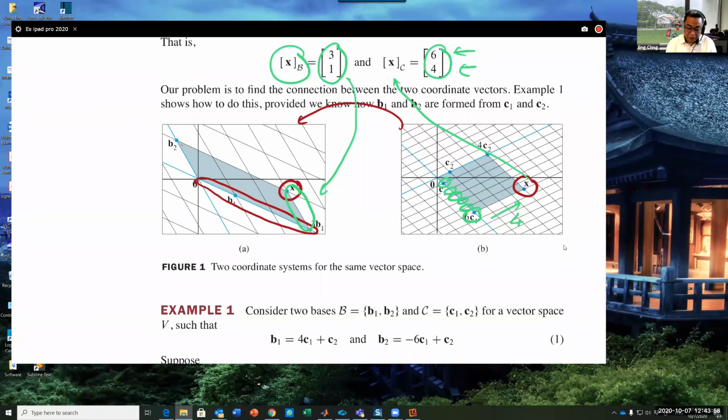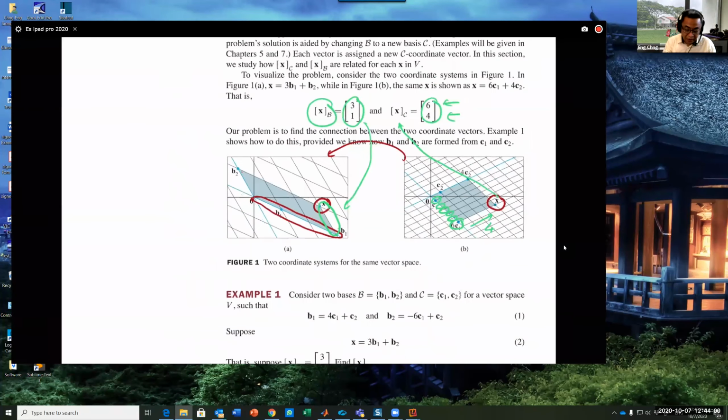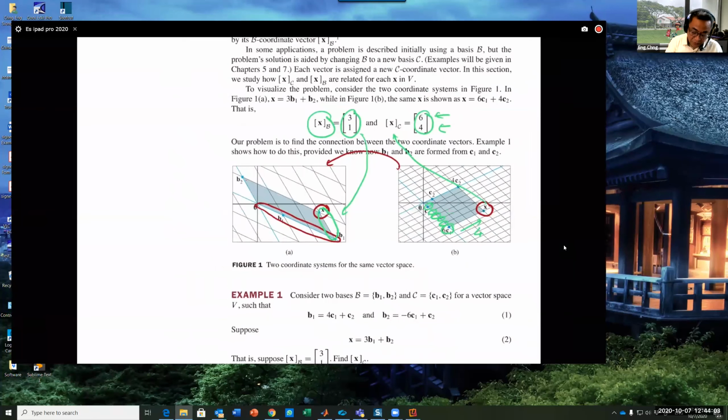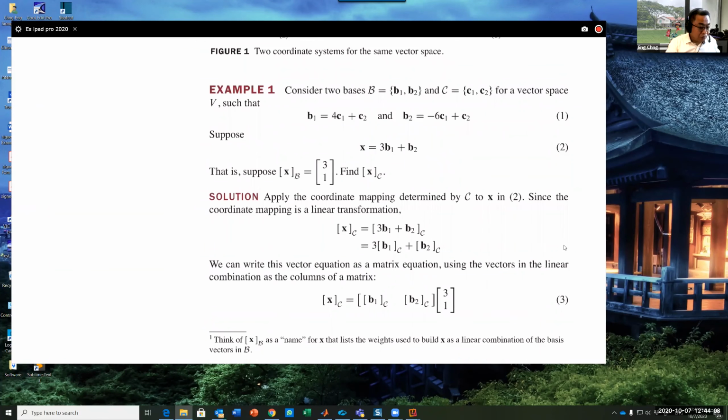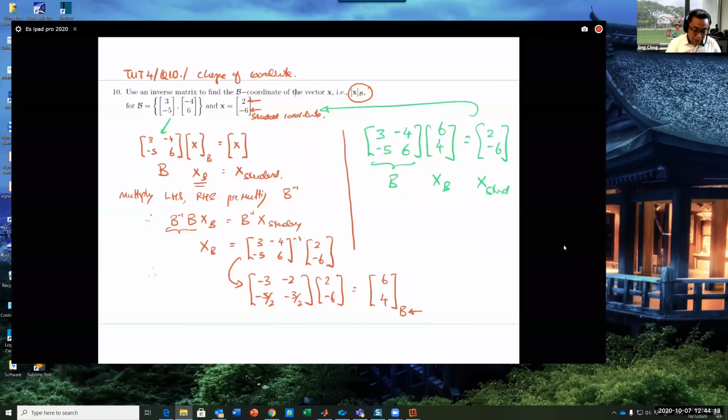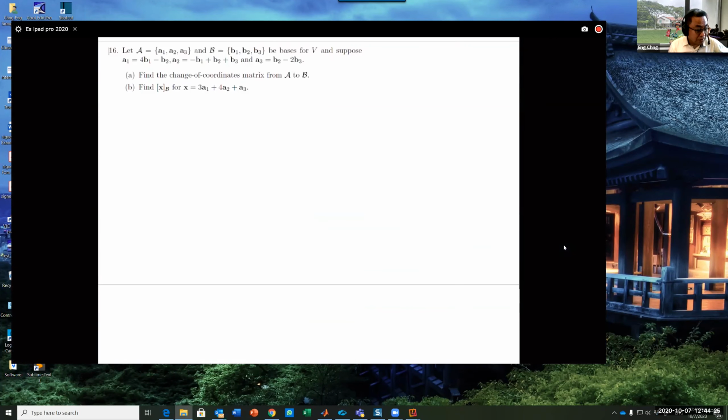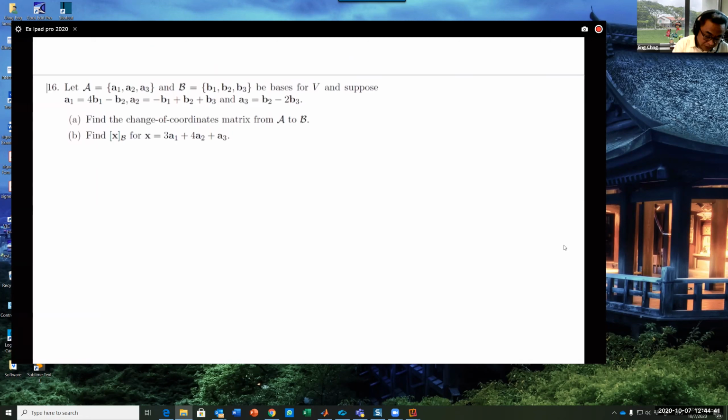Now please read this carefully. It took me a long time to figure this out because the notations are a little bit complex and you have a lot of other things going on here. Okay, so once we have understood this question, I can now actually jump to question number 16 first. Questions number 10 and 16 are talking about the same kind of section, which is change of coordinates. Right, let's do this. So he asks you to find the change of coordinate matrix from A to B.